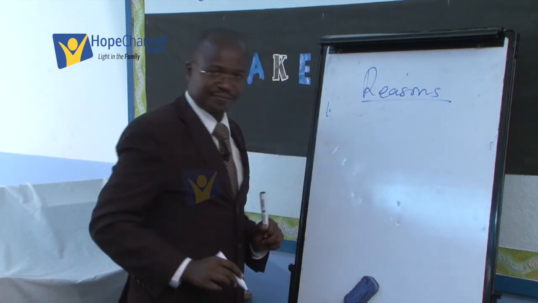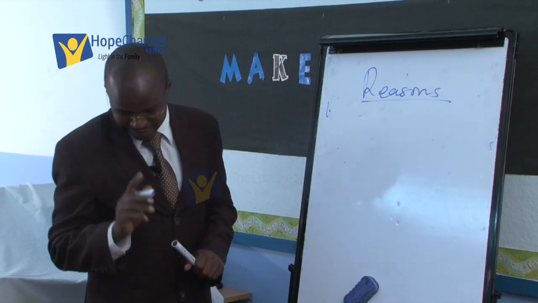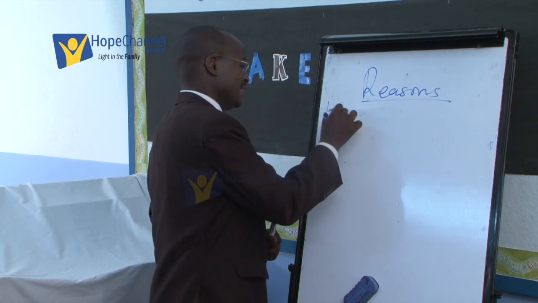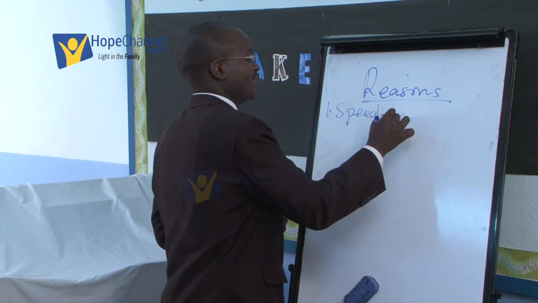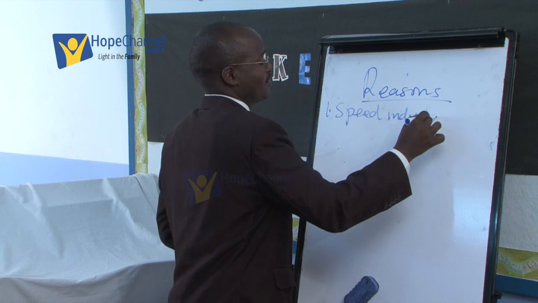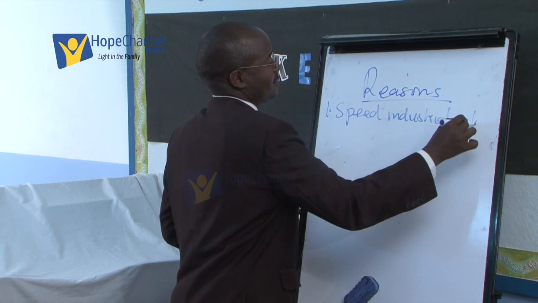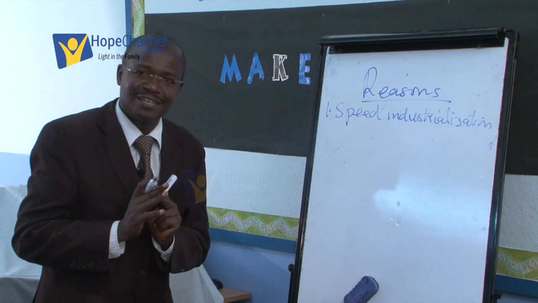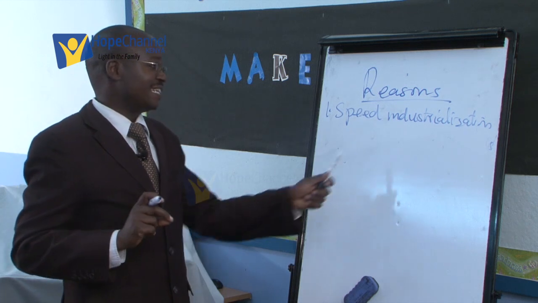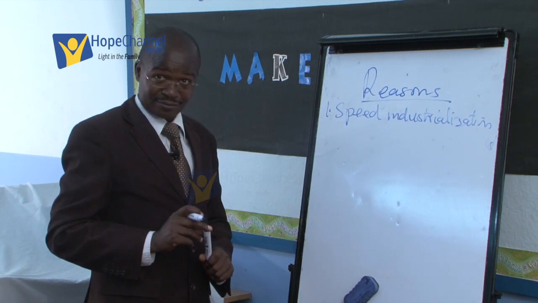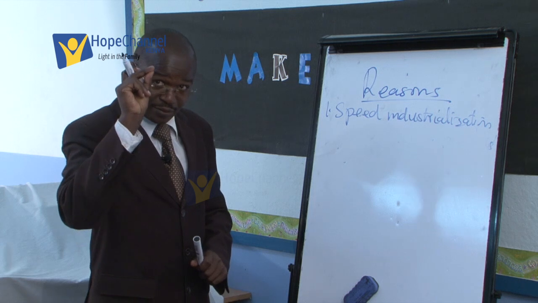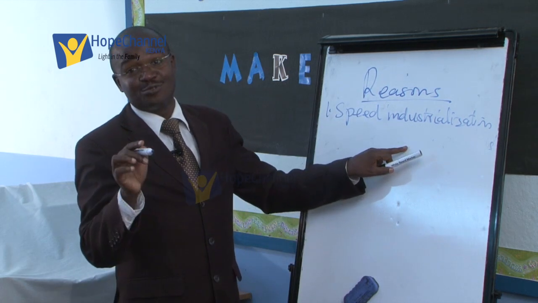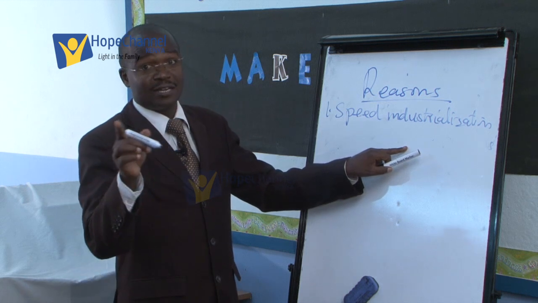Number one, the reason as to why they were started: to speed up industrialization. That is actually to ensure that Kenya is moving at a speed at which it will achieve its industrialization goals. That's why it was started. That's number one. You are going to learn about industrialization in topic number 2 of your Form 2 syllabus. So please work hard and go there.